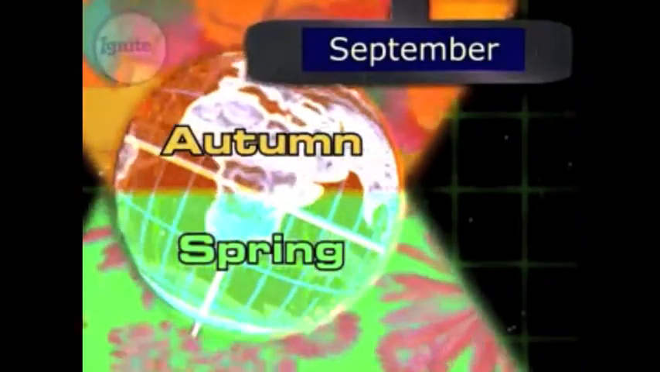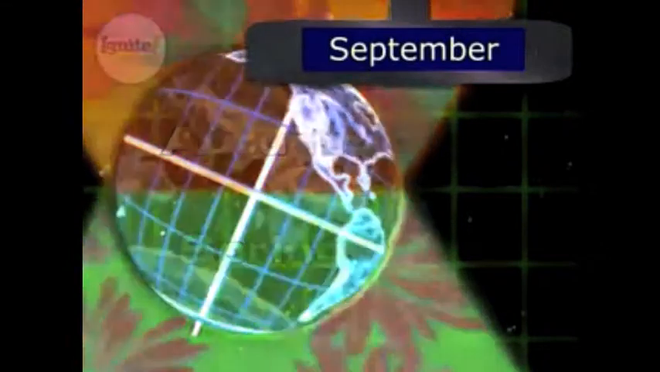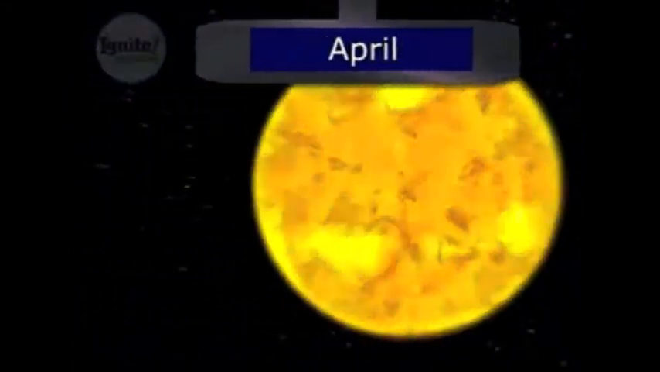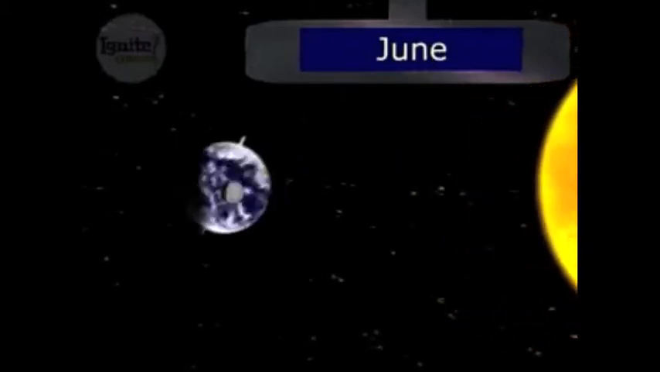So, why do seasons change? Because the tilt of Earth's axis causes the hemispheres to receive different amounts of the Sun's energy. That's some cool science.